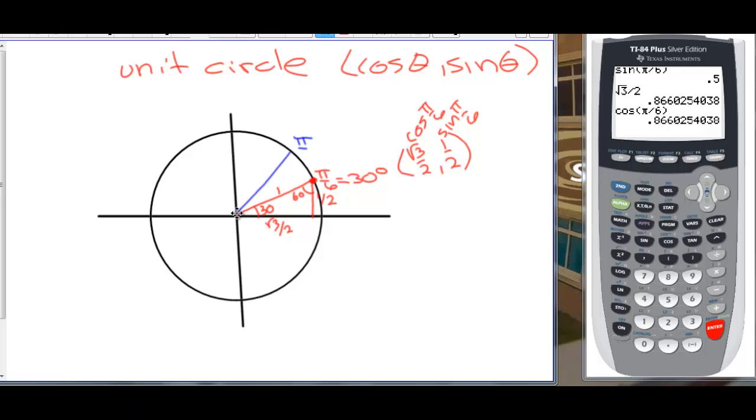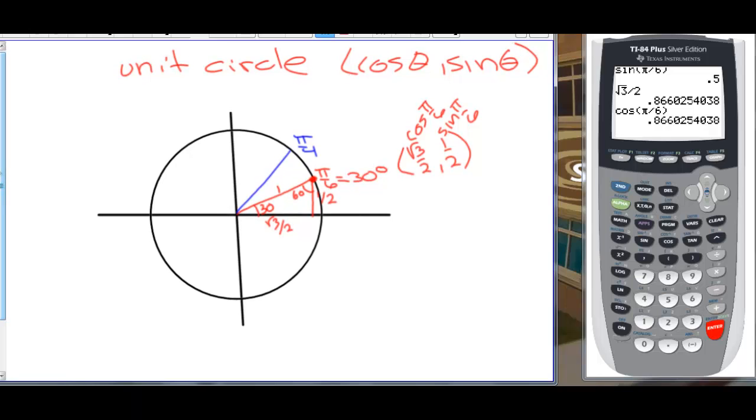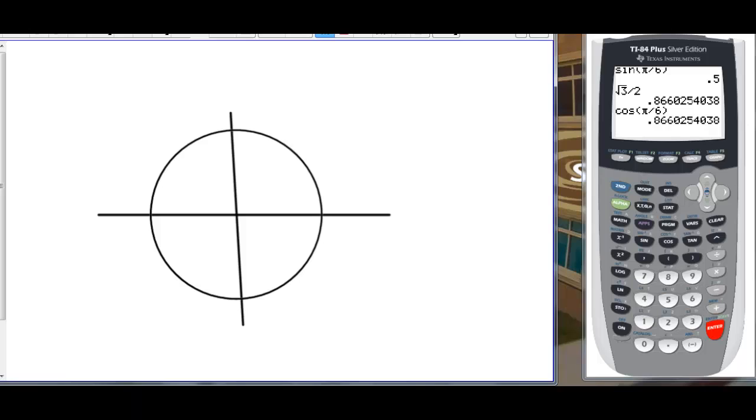How about pi over 4? Let's get a new circle, right? Draw a new circle. This is going to get too messy if I try to do everything in one shot here. Pi over 4. We're going to try to find the x-coordinate and the y-coordinate so that we know what the cosine of pi over 4 is and the sine of pi over 4 is, because they're the exact same thing. It's awesome.